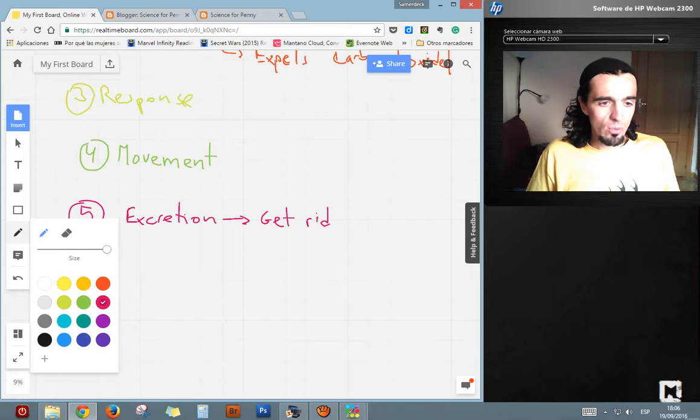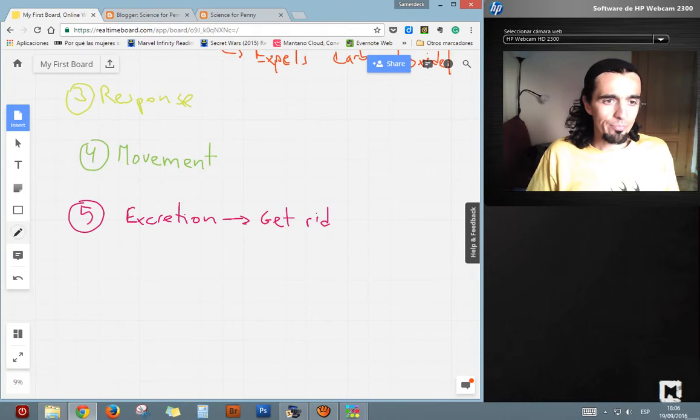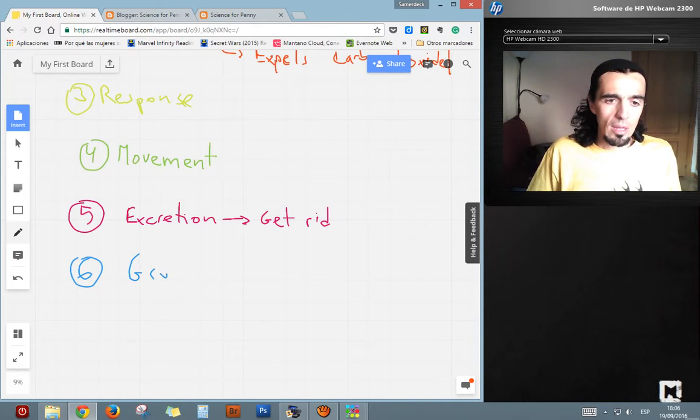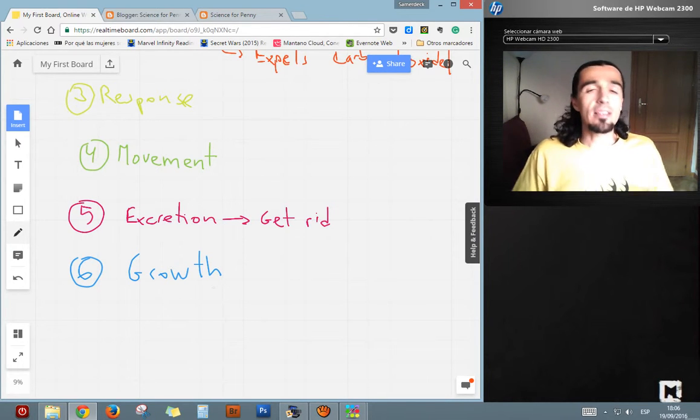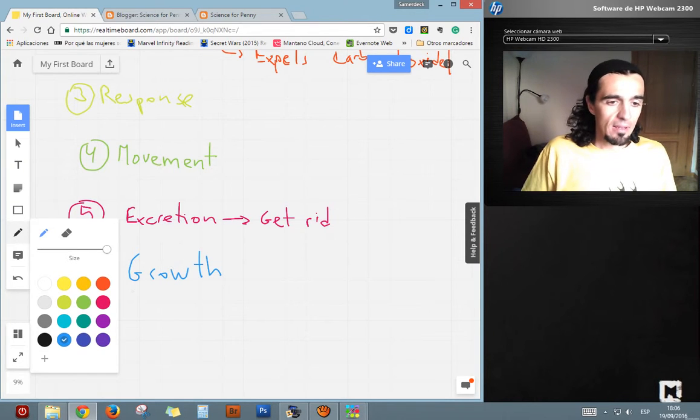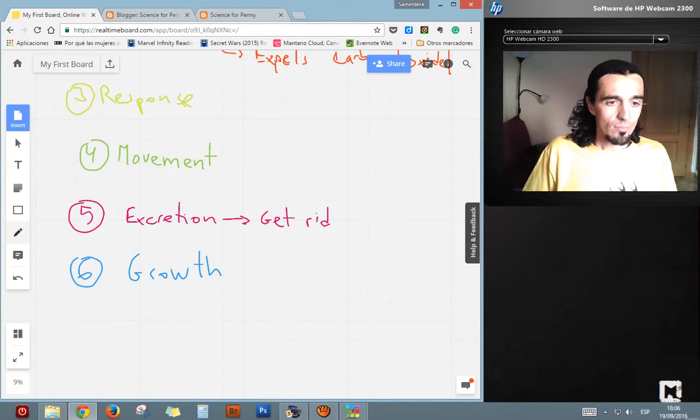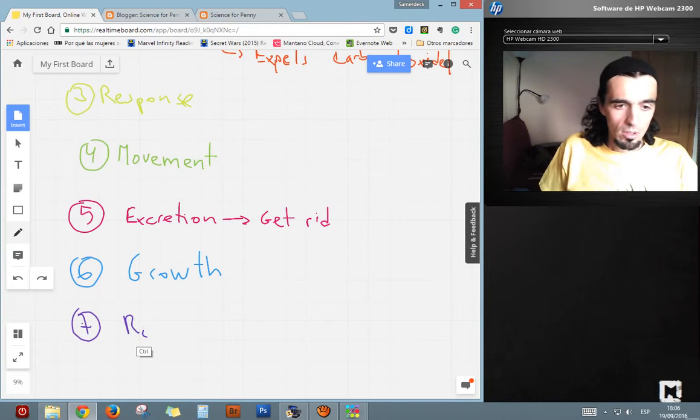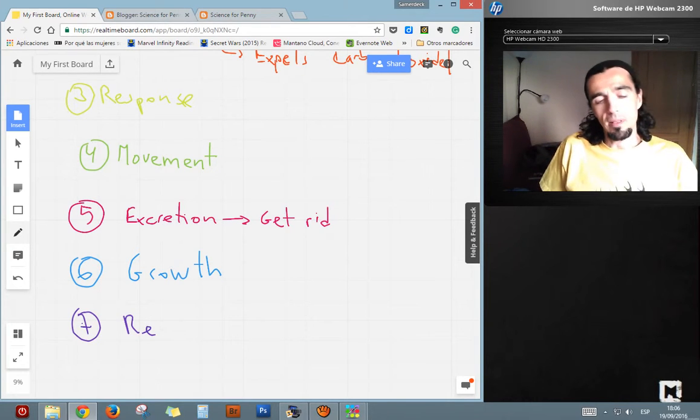Then we have the sixth one, which we could put in blue. Yeah, I like blue. So we have growth. Every living creature grows. Every living creature tends to go bigger or more complex or able to do more things. And then the last one we have would be reproduction.